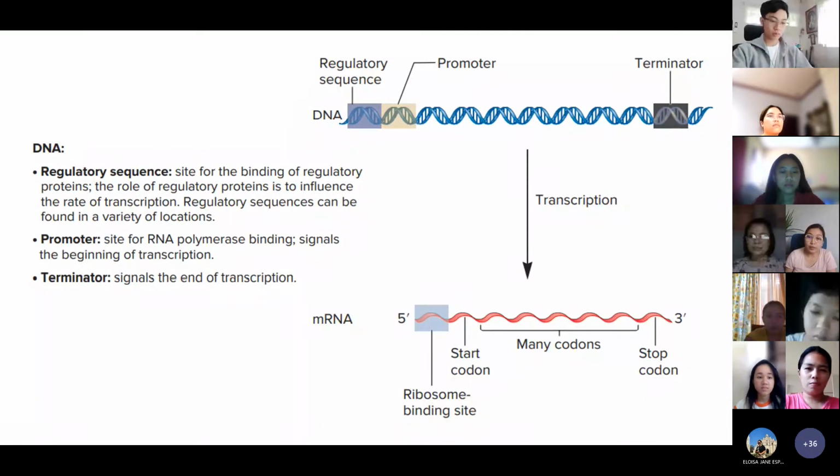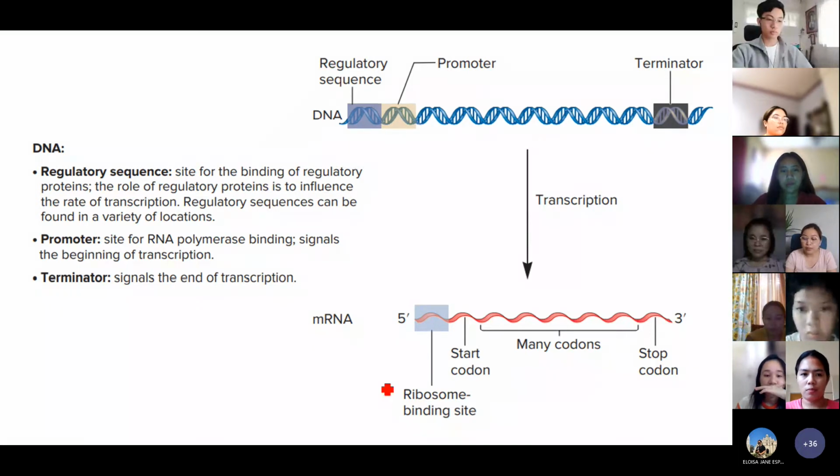So for DNA, what we need to remember here would be our regulatory sequence, which is the site to bind our regulatory proteins and to influence the rate of transcription. And the regulatory sequence, of course, can be found in a variety of locations. We also have the promoter site, which signals the beginning of the transcript, and the terminator signals the end. For the mRNA, what's inside is your ribosome binding site, the start codon, the stop codon, and the many other codons in between.